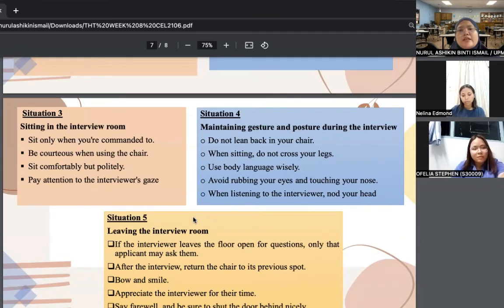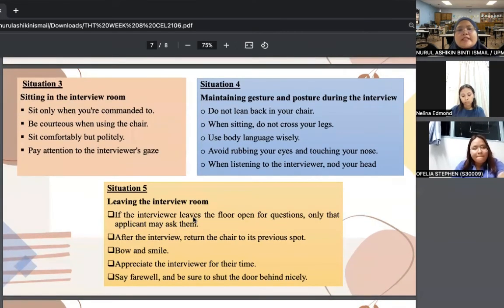The last situation is leaving the interview room. If the interviewer leaves the floor open for questions, only then may the applicant ask them. Please avoid asking in a rush, and we need to be patient when the interviewer opens the floor for questions.